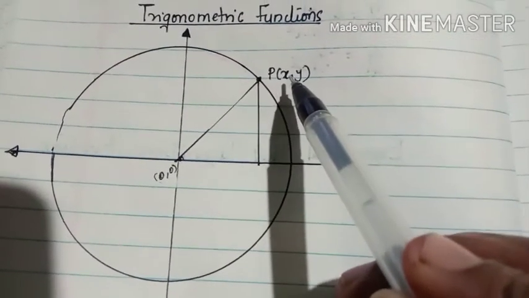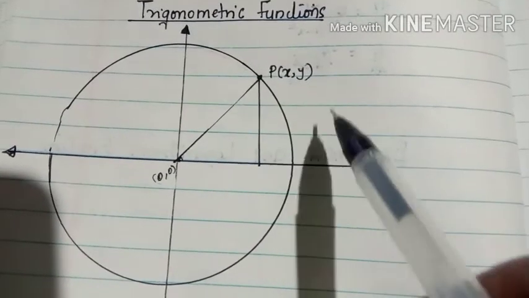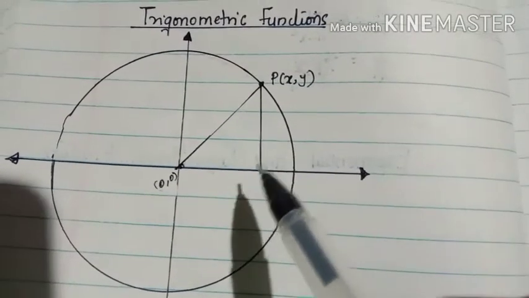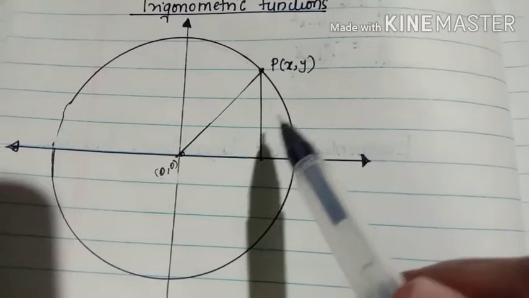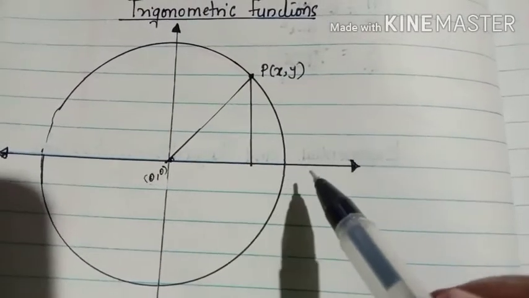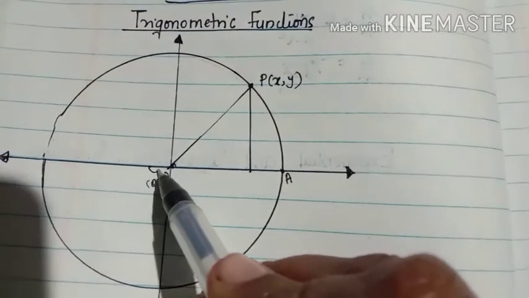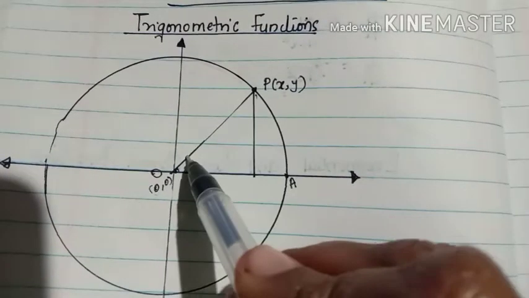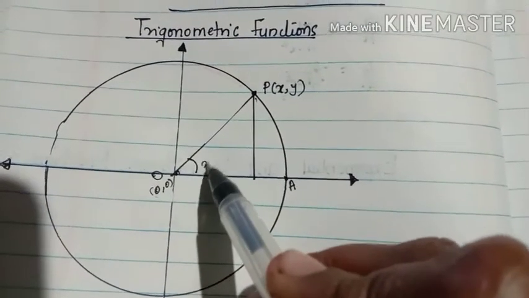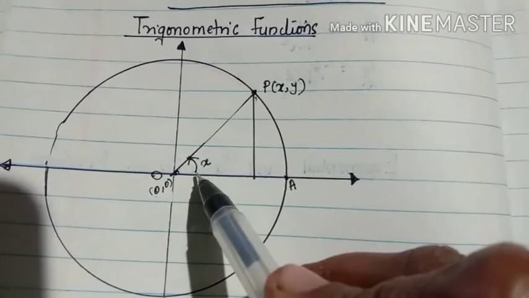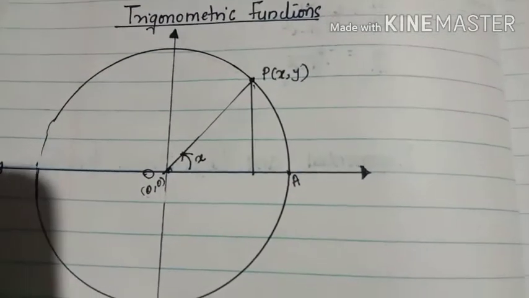P with the coordinates x, y. P is any point on the circle. Listen, this is the point. Let us take this as A and this as O. This is P, with angle x, and this angle is measured in the anti-clockwise direction.